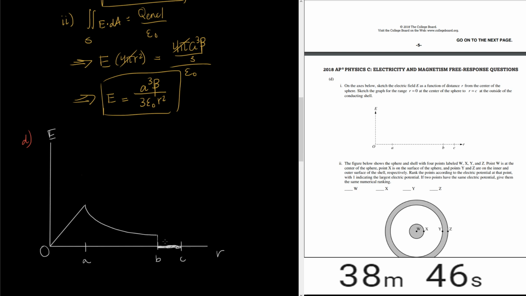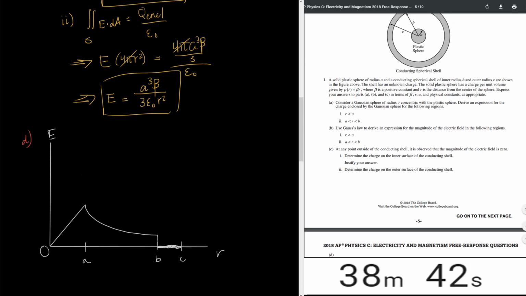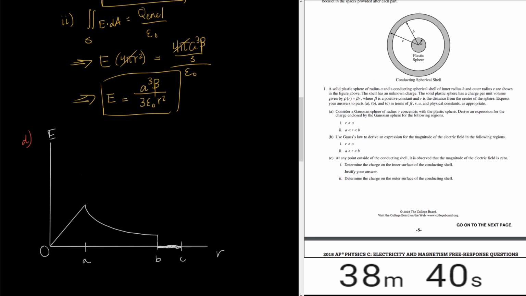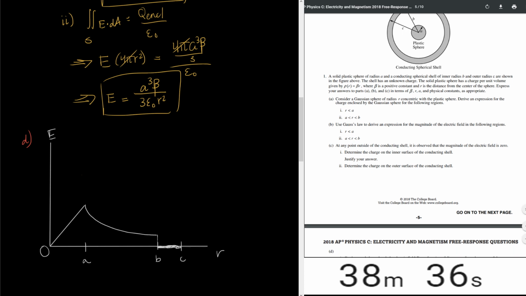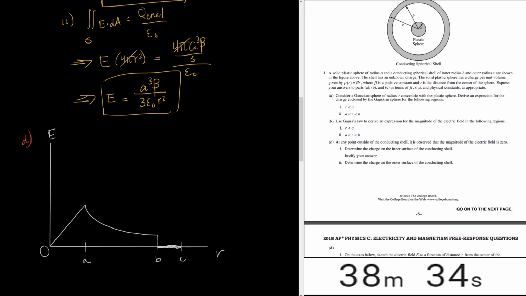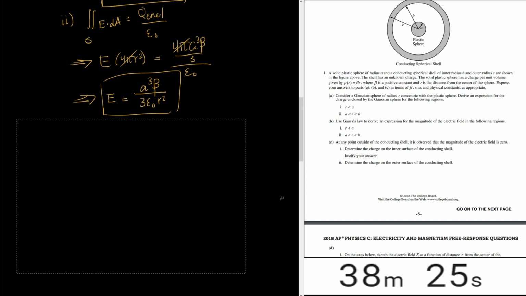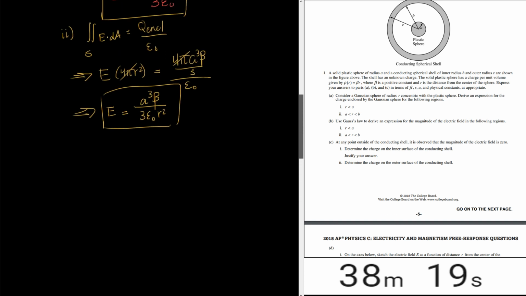And then at the end, at c, because the conductor was neutral, I think they said, right? The shell has an unknown charge. Oh, we skipped part C. I think that would matter. Let's move all of part D much further down and focus on part C before we jump the gun. Probably should not do that on the actual test.